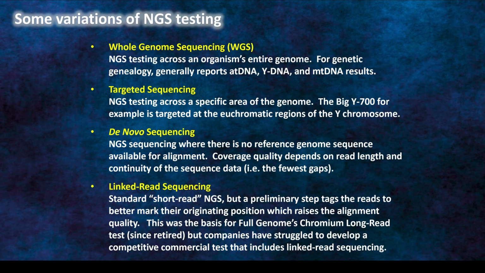In any case, there have been some variations of next generation sequencing testing that have come out over the years that this has been available. Not all of these are available as products today. The two that are still available, of course, you've got whole genome sequencing, which is an attempt to do next generation sequencing across your entire genome. It reports as much as it can. This is not targeted, so it reports everything. But for genetic genealogy results, that translates into autosomal DNA, Y DNA, and mitochondrial DNA.